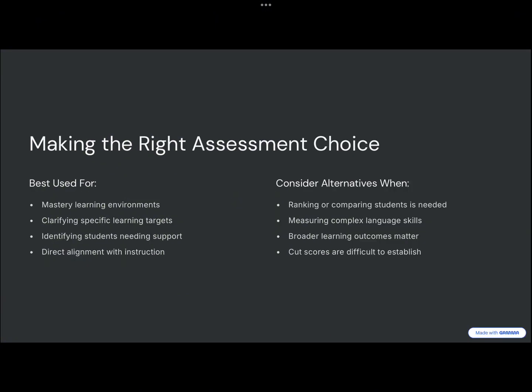Now, making the right assessment choice. So, best used for, of course, mastery learning environments, clarifying specific learning targets, identifying students needing support, and direct alignment with instruction. And then consider alternatives when ranking or comparing students is needed, measuring complex language skills, broader learning outcomes matter, and cut scores are difficult to establish.